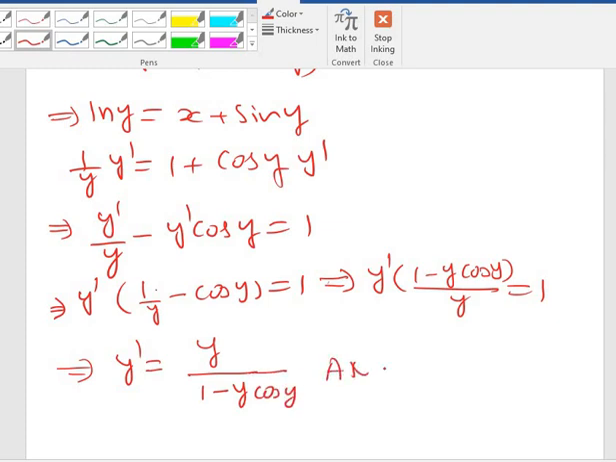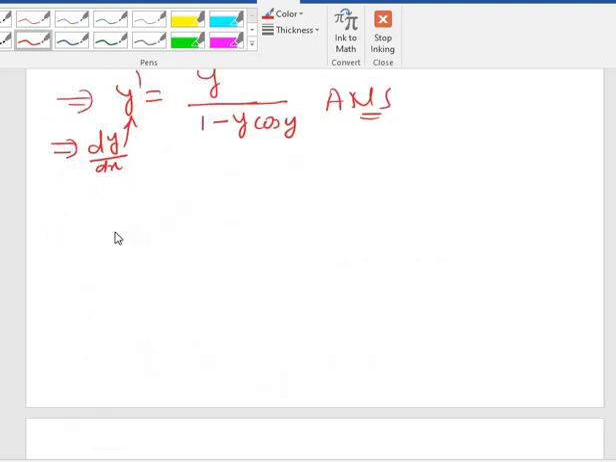This is the answer. Y dash you can write as dy dx. Y dash means dy dx. So this is the answer of question number 4. Maybe this type of question I also asked in the exam, but again I am telling you how to solve it.